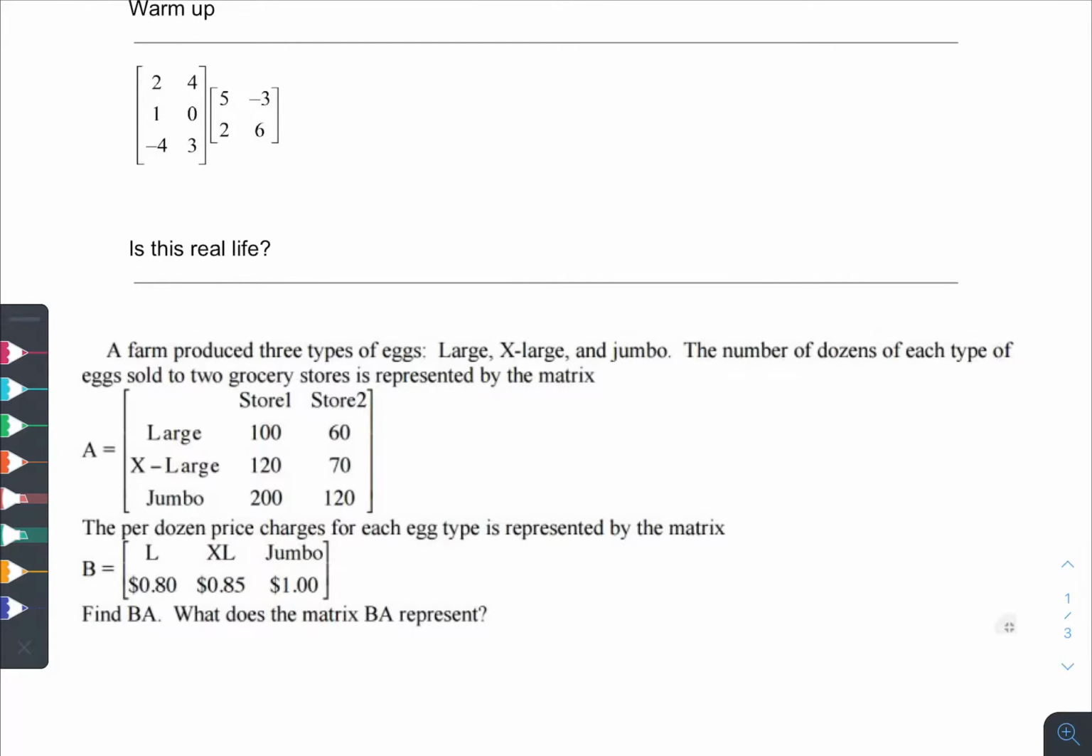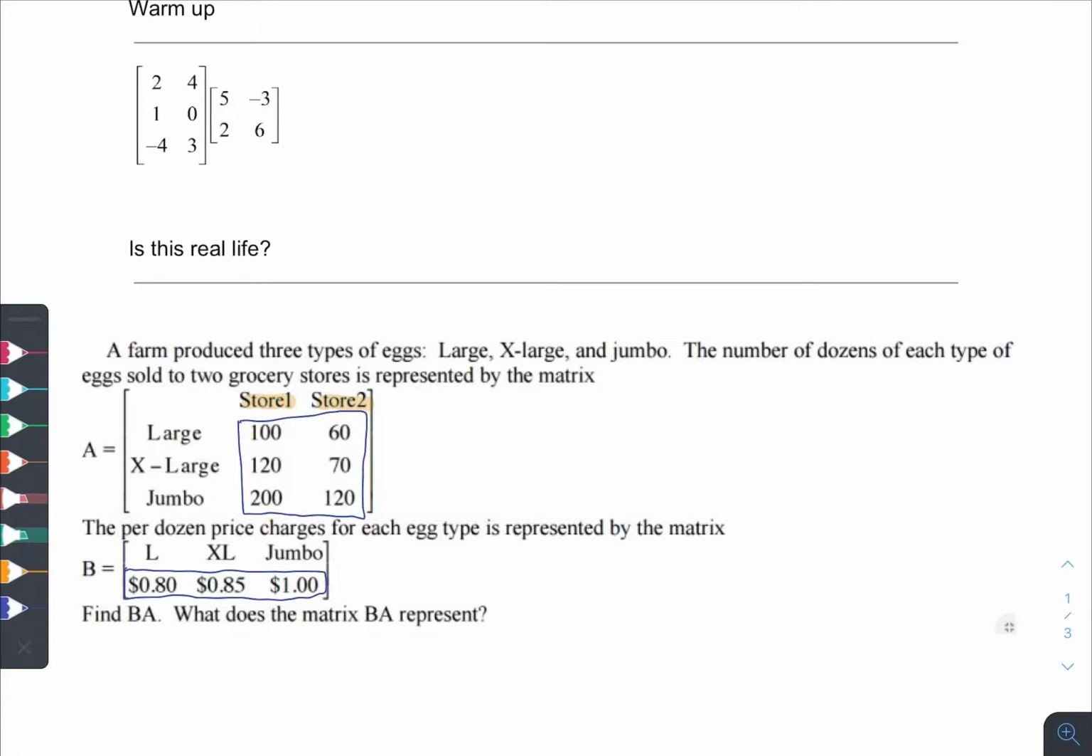So here it says that a farm produced 3 types of eggs: large, extra large, and jumbo. And you can see that in the chart. And the number of dozens of each type of eggs sold to 2 grocery stores is represented by this matrix. So here is store 1 and here is store 2. All right, and disregarding the labels on that, this right here is a matrix, and this one down here is a matrix, and those are the prices at which they've been sold.